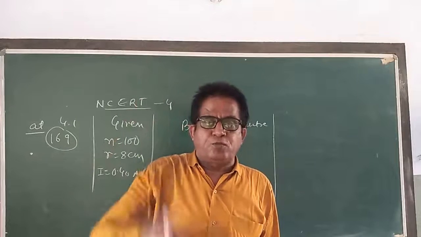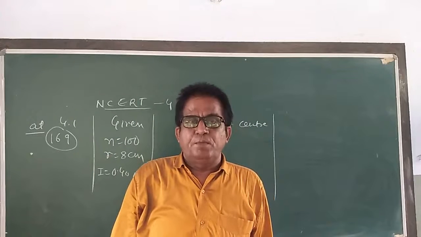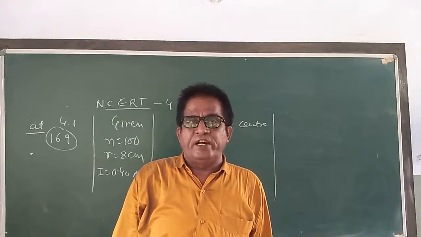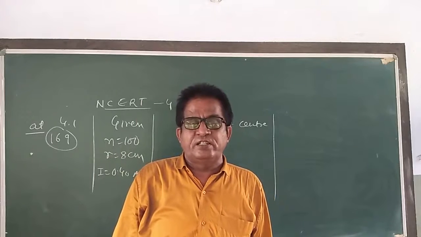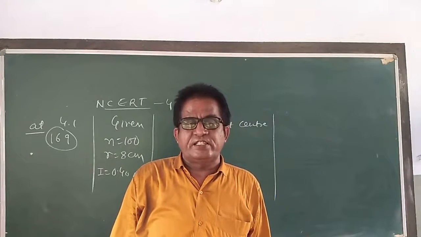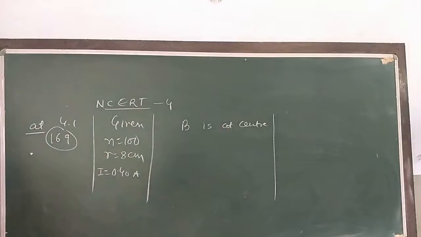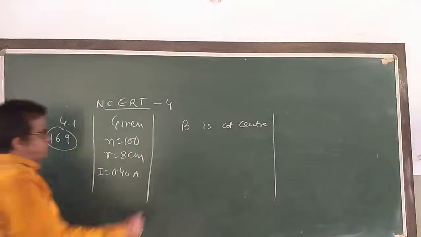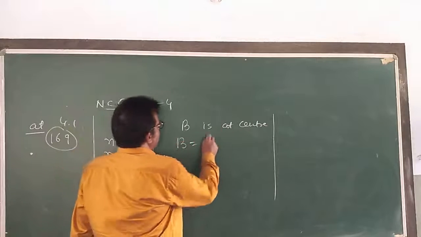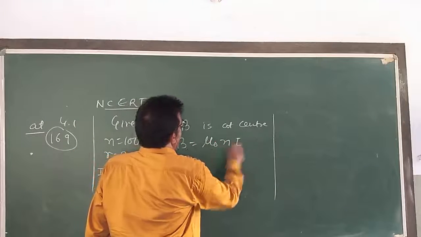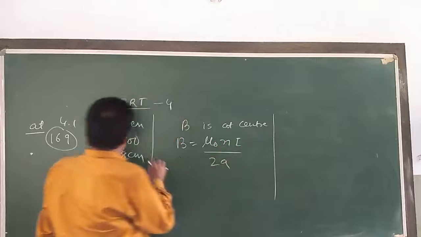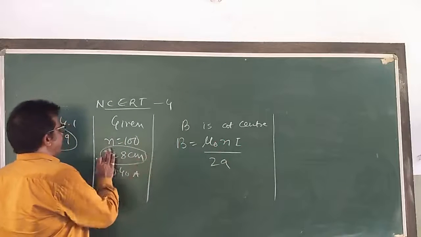Write all the formulas of all the chapters which we have read on a single page per chapter. Because as you know, our paper pattern is multiple choice questions, case study questions. So dear children, what is the formula we have to use here? B is equal to mu naught N I upon 2a. Here it is the radius a.